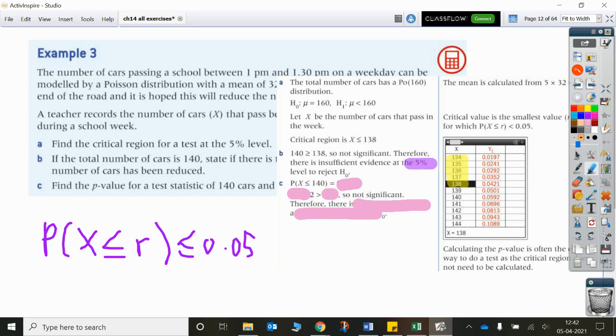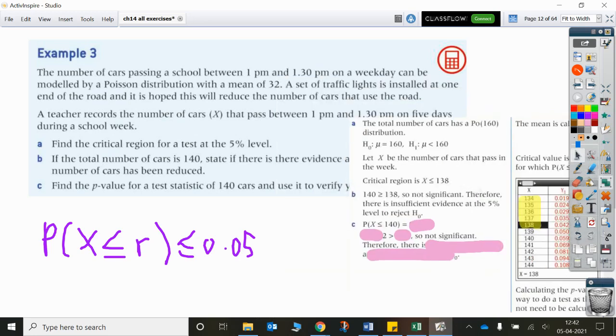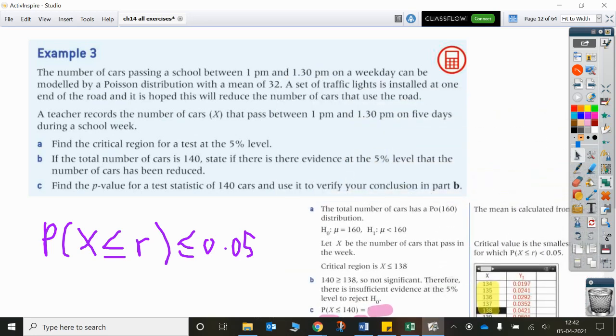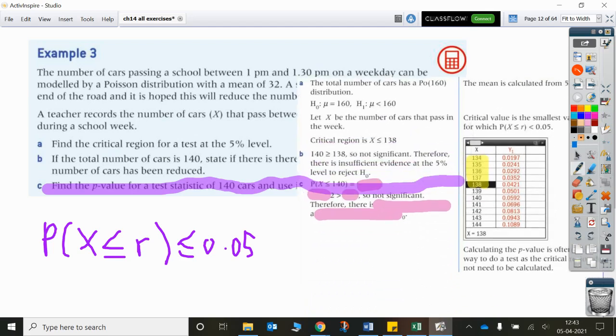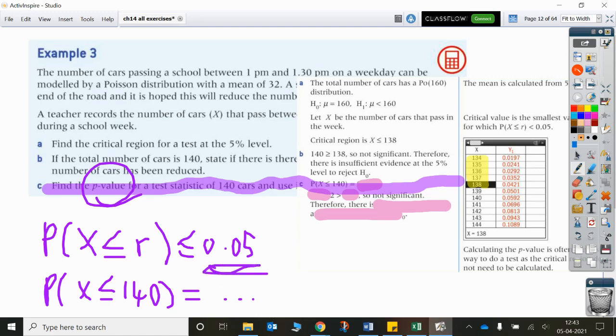Therefore, there is insufficient evidence at the 5% level to reject the null hypothesis. Okay, however, Part C shows us the other way of doing this. It says here, find the p-value for the test, for a test statistic of 140 cars, and use this to verify your conclusion to Part B. So all they're really asking there is, what's the probability that X is less than or equal to 140? That will give you your p-value. And you will find out, of course, that that is greater than 5%.